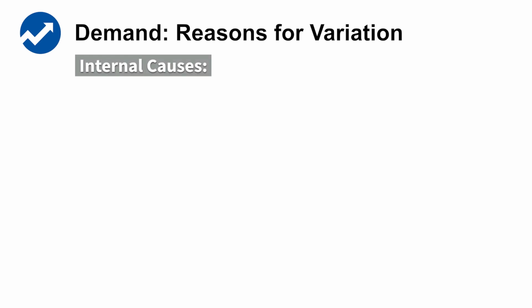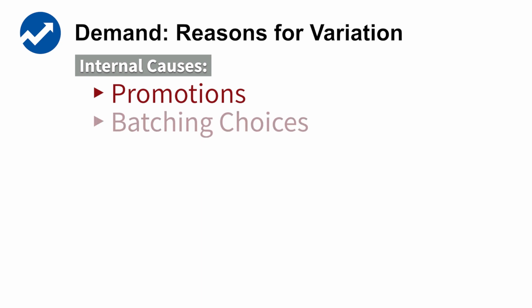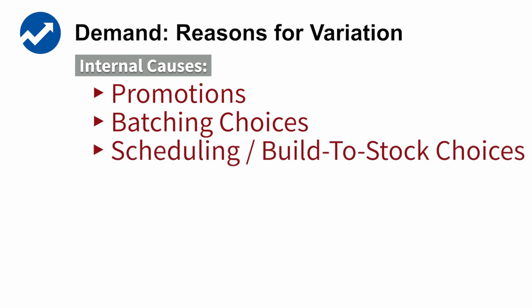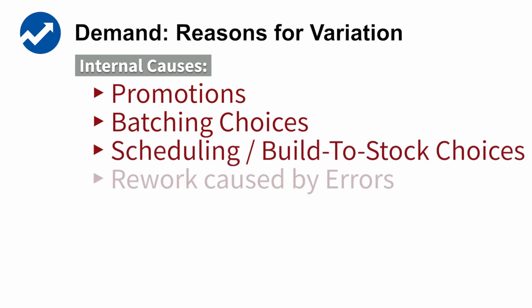Then there are internal factors. Yes, a lot of that variation of demand comes from internal causes. Sales promotions, which can cause short-term surges of demand, or scheduling decisions such as batching up orders causing internal surges of work. There are production choices such as building to stock or creating extra work from making mistakes and therefore causing rework.